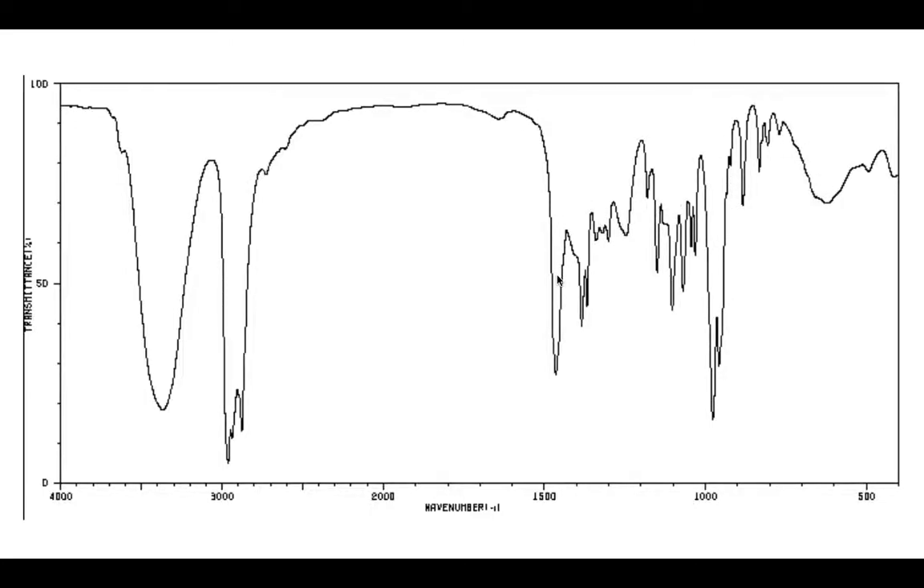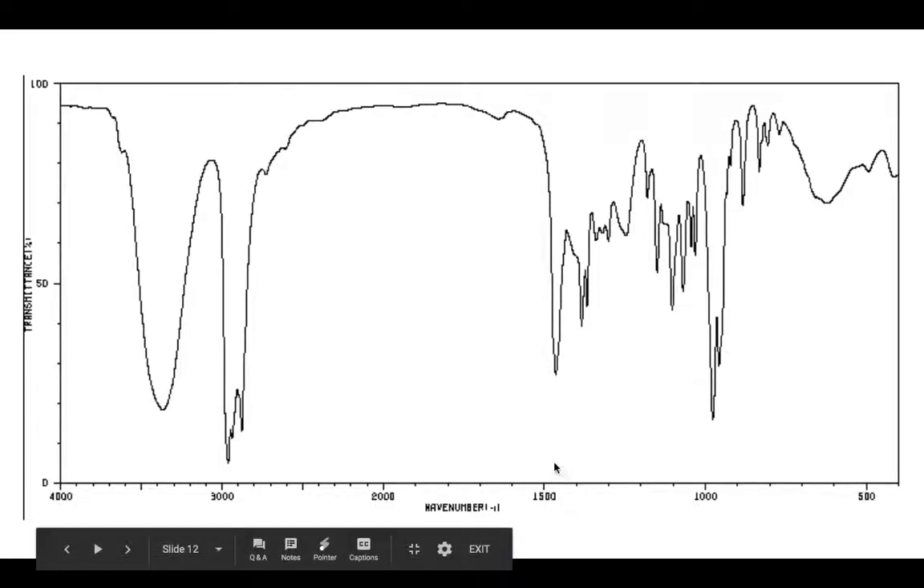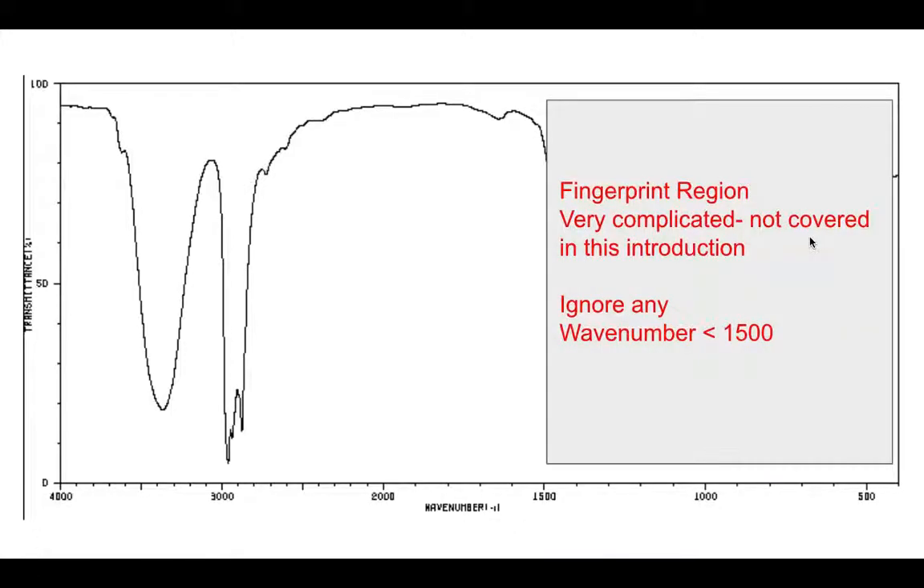Now, anything to the right of 1500, that's an important point right there. Anything over here we're going to completely ignore. This is what's called the fingerprint region, and we are not going to get detailed enough to go into the fingerprint region and get any useful information out of it. So in this introduction, we will never look at anything with a wave number less than 1500. So I'm going to keep it covered up right here. But things that are over here, these are going to become very important to us. We're going to have a list of what bonds absorb in what range, and that's going to tell us exactly what bonds are in a certain molecule.